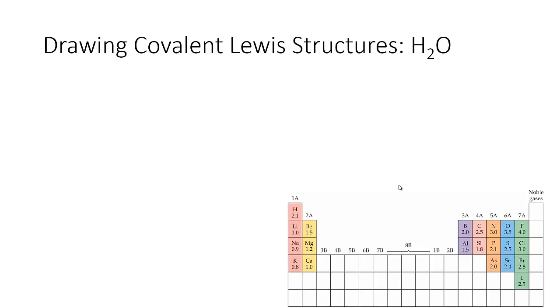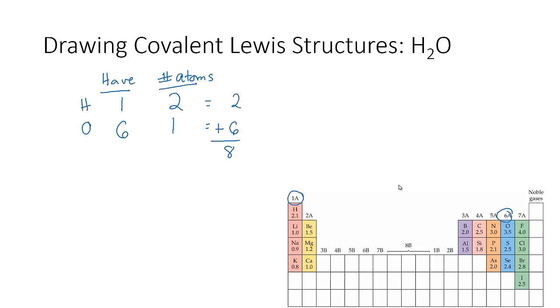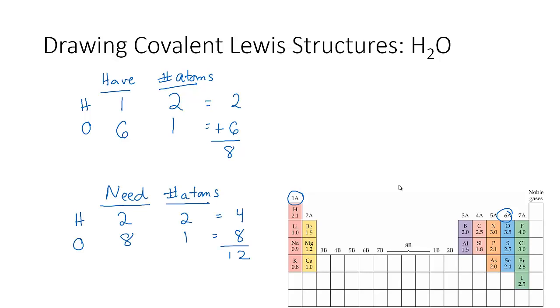So find hydrogen on your periodic table. How many valence electrons does it have? You should say 1. Oxygen, 6. So that's how many we have. 1 times 2 gives us 2. 6 times 1 gives us 6. So we have a total of 8 available. Hydrogen wants to have 2. Oxygen wants to have 8. So we need 12. 12 minus 8 gives us 4. 4 divided by 2 gives us 2 bonds.